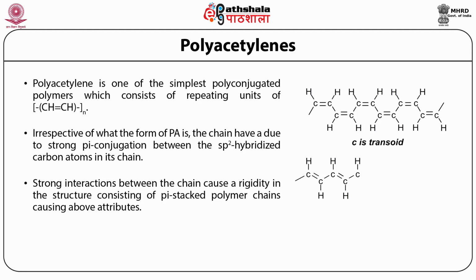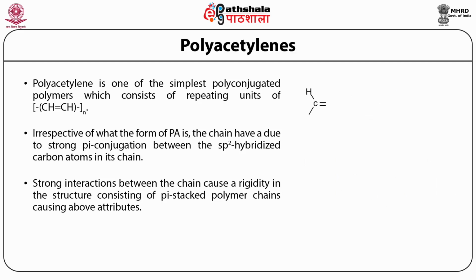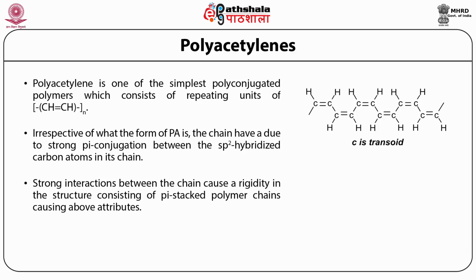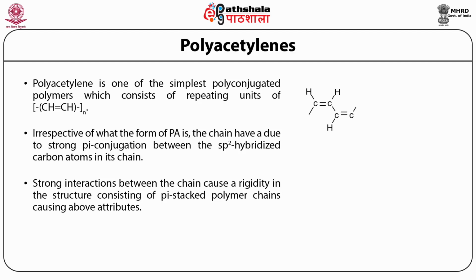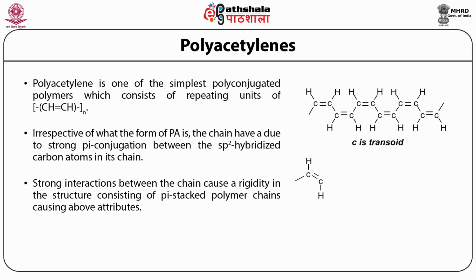Strong interactions between the chains cause a rigidity in the structure consisting of pi-stacked polymer chains, causing the above attributes. This material was not soluble in any of the common solvents. This substance was not easy to characterize and has poor electrical properties. Subsequently, the researchers tried several other catalysts to polymerize acetylene, which yielded similar products. The figure below shows the cis and the trans polyacetylene.